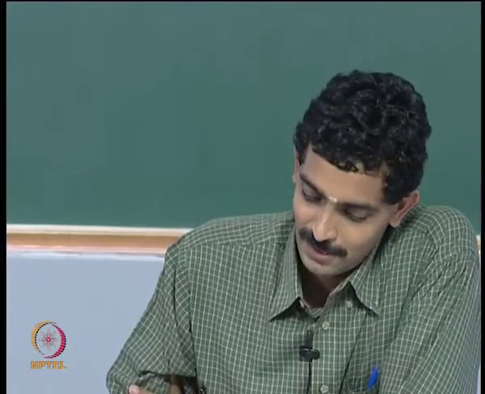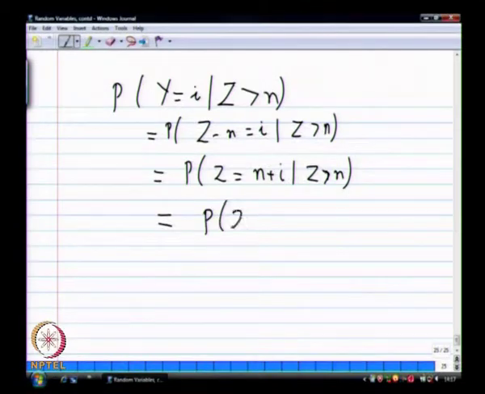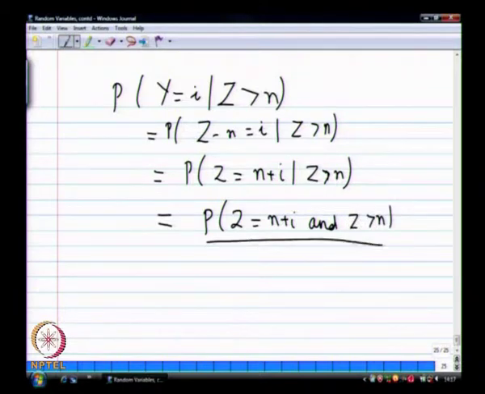Of A and B divided by probability of B. This goes back to our probability days. So if you do not remember that, and suddenly this is coming in new, then you should go back and look at that first definition. So this is basically: what is the probability that Z equals N plus I and Z is greater than N, divided by the probability that Z is greater than N.